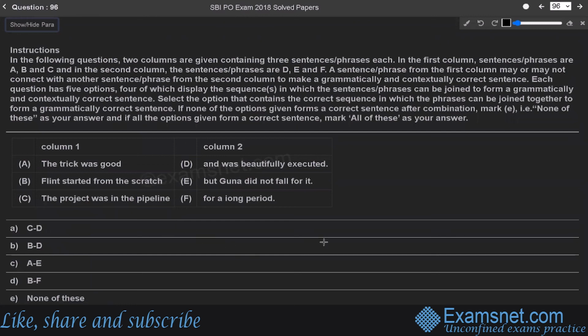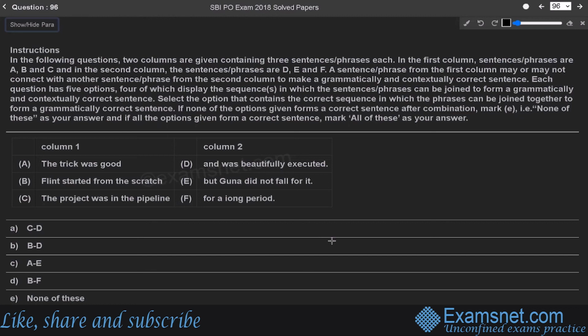Next question has the instruction. In the following questions, two columns are given containing three sentences or phrases each. In the first column, sentences or phrases are A, B, and C. And in the second column, they are D, E, and F. A sentence or phrase from the first column may or may not connect with another sentence or phrase from the second column to make a grammatically and contextually correct sentence.